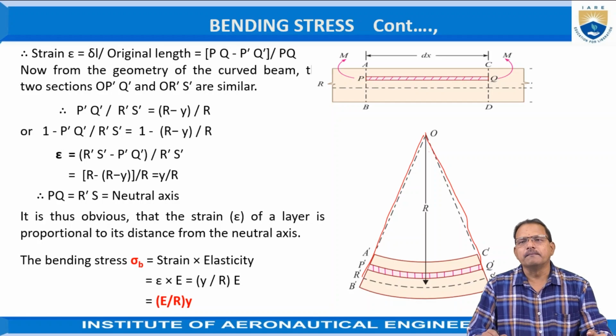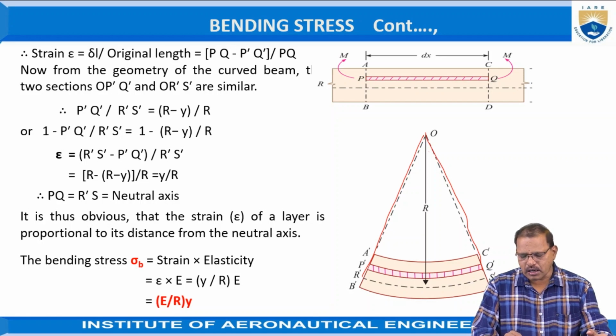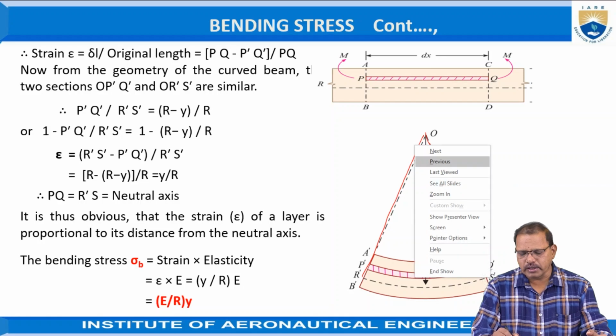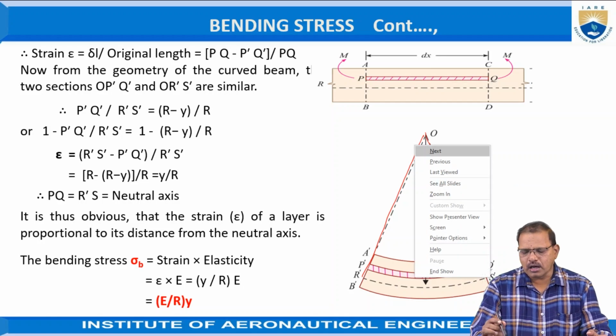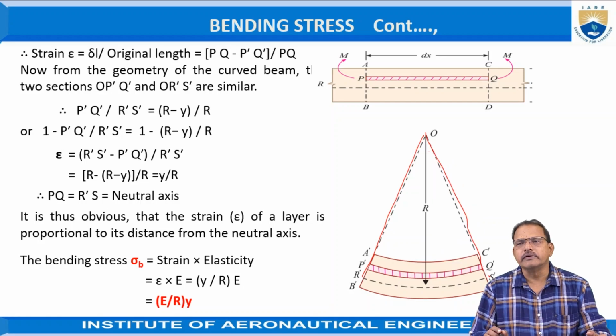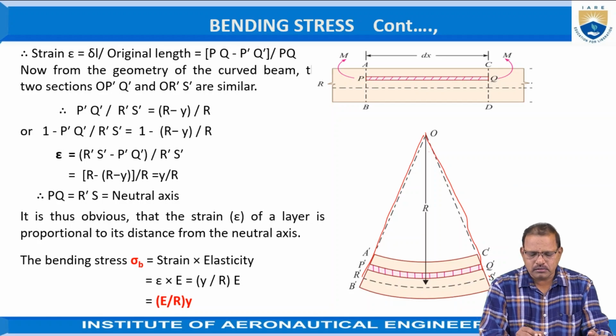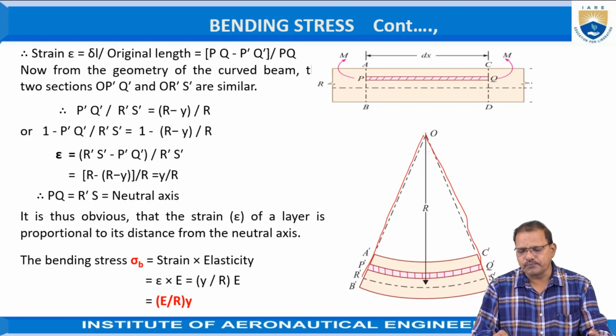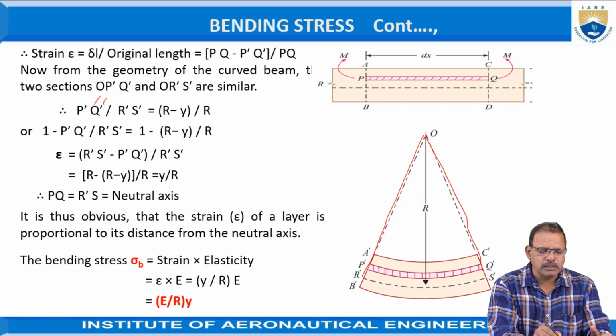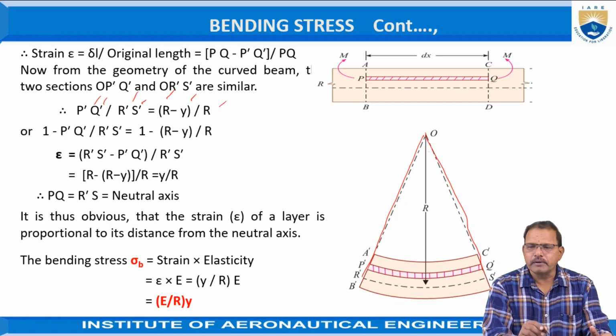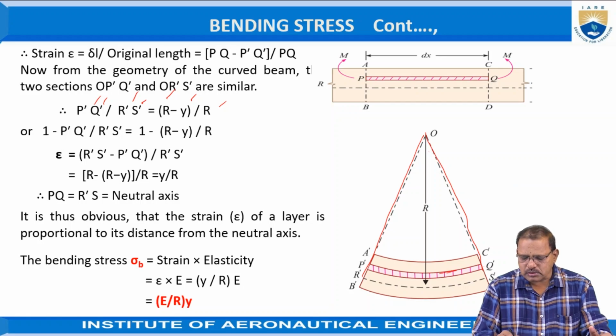From this figure, P dash Q dash divided by R dash S dash, we can take it as R minus Y divided by R. From the similar triangles O, P, Q and O, R dash, S dash, we get PQ divided by R dash S dash is equal to P dash Q dash by R dash S dash, which is equal to R minus Y divided by R, because we have taken this distance as R minus Y only.